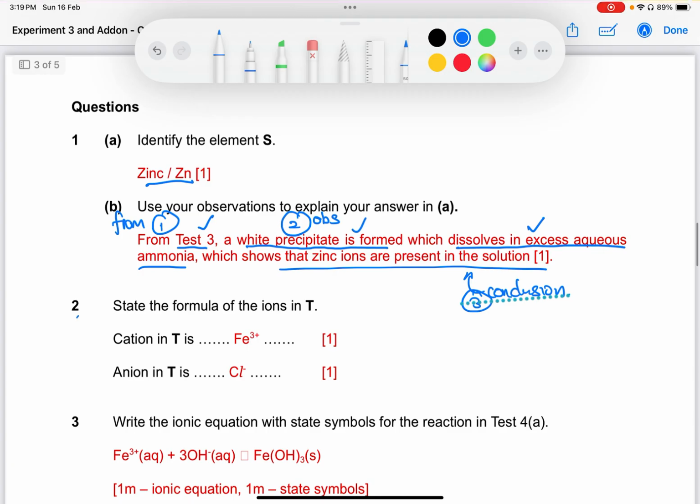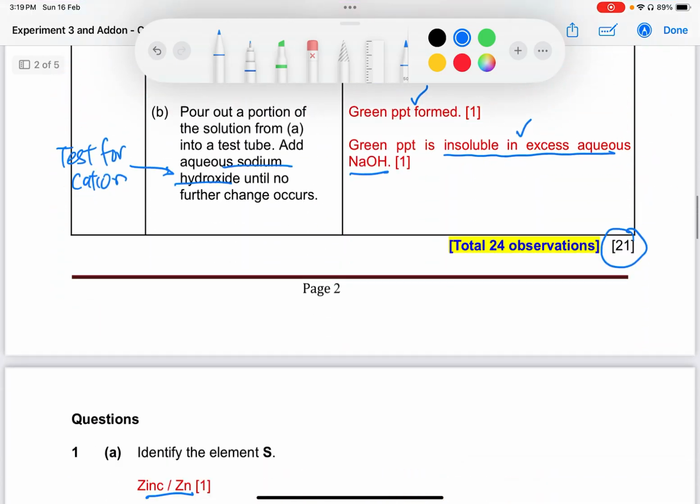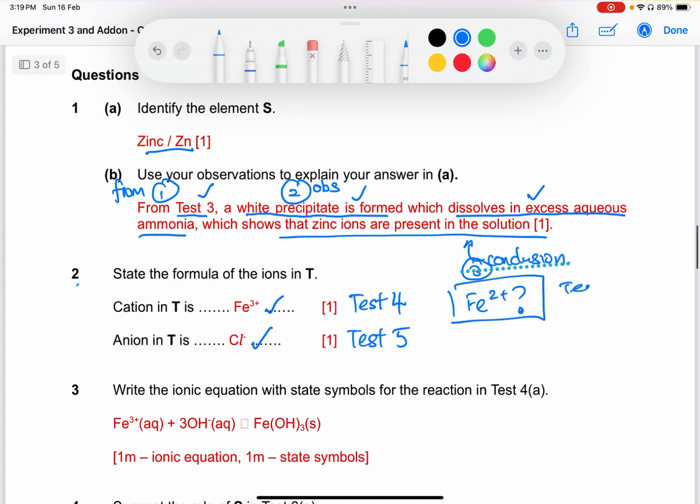Okay, 2. The cation in T is Fe3+, and then the anion in T is Cl-. This is actually from test 4 and test 5. So this is deduced from test 4, and this is deduced from test 5. Some of you say, Miss, I thought it's Fe2+, right? Why is it not Fe2+? Because test 6 is where you think it's Fe2+.